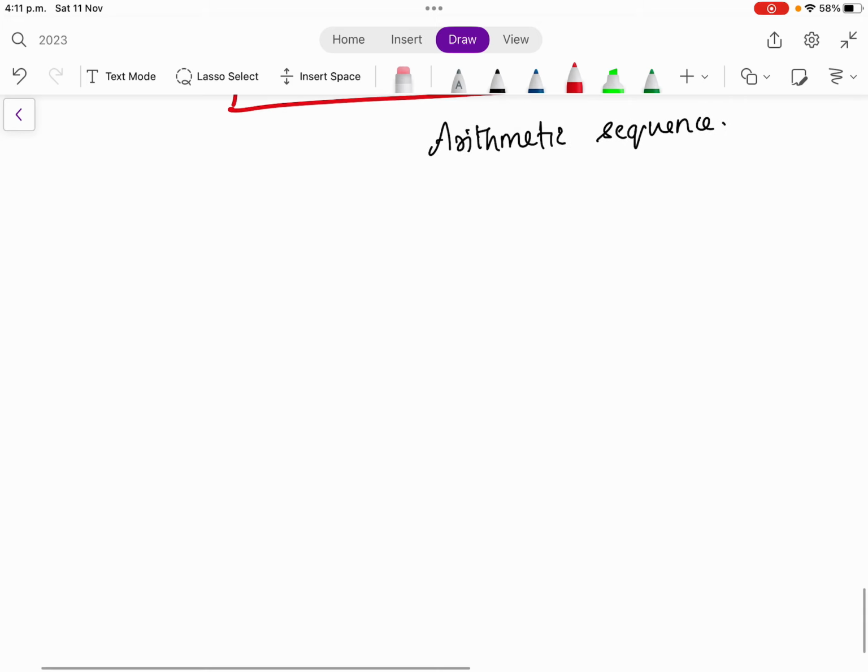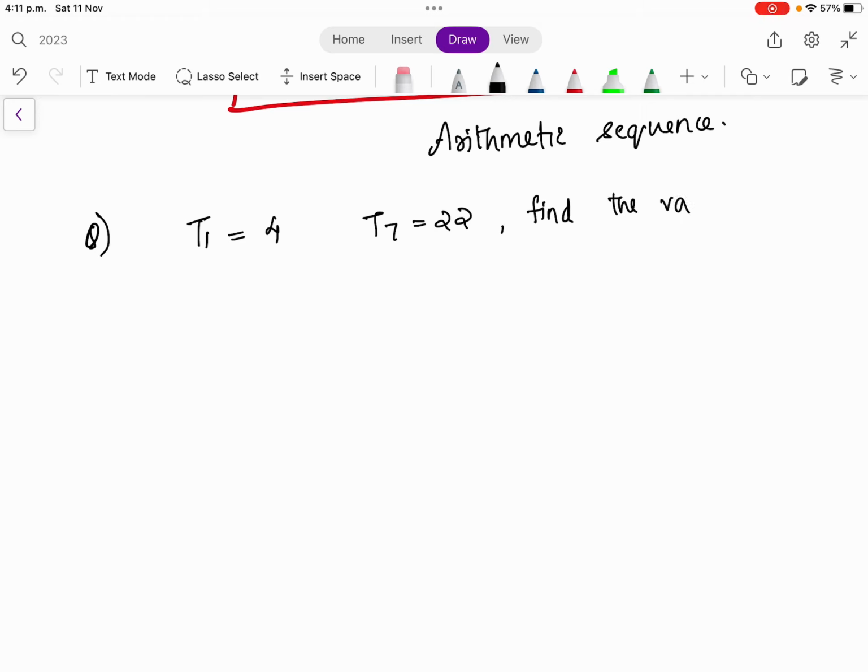Let's try to do another question here. In an arithmetic sequence, T1 is equal to 4 and T7 is equal to 22. They are asking us to find the values of a and d. They have already mentioned that this is an arithmetic sequence. So we know T1 is equal to 4 and T7 is equal to 22, and from this we need to find a and d. Let's see how we handle this question.